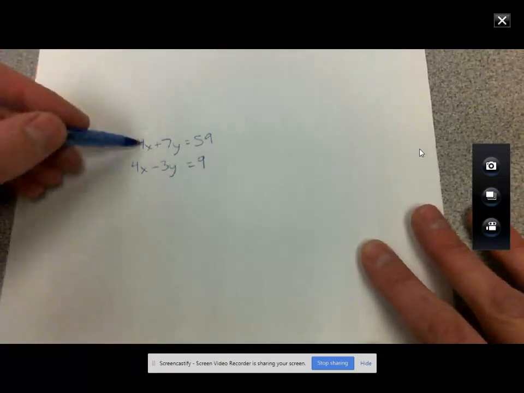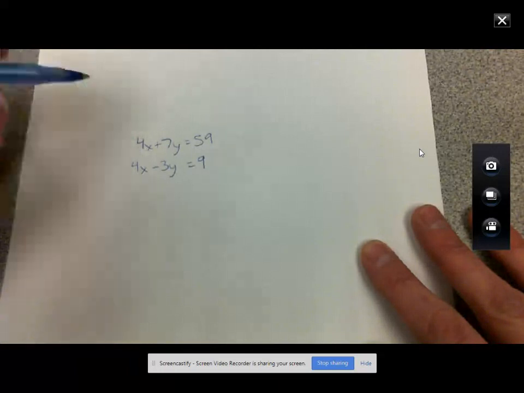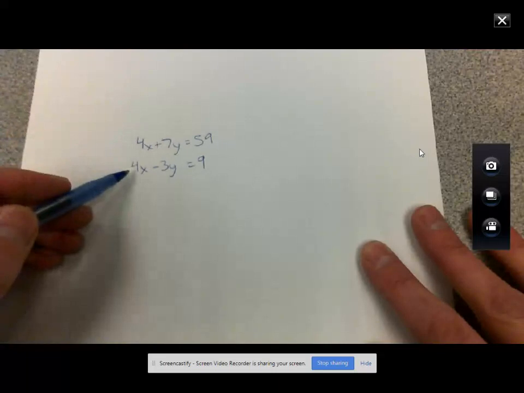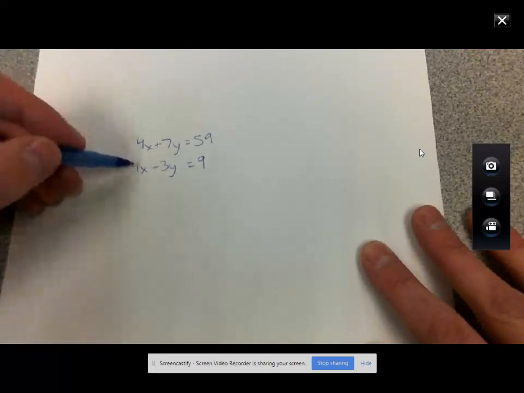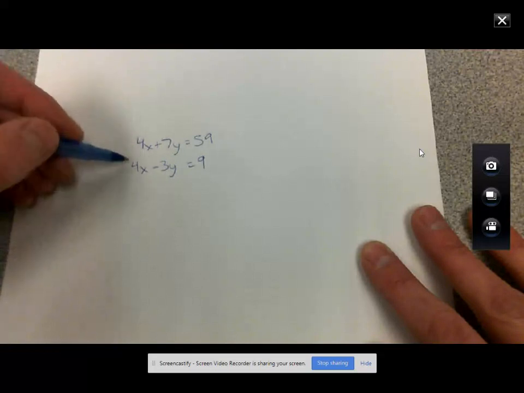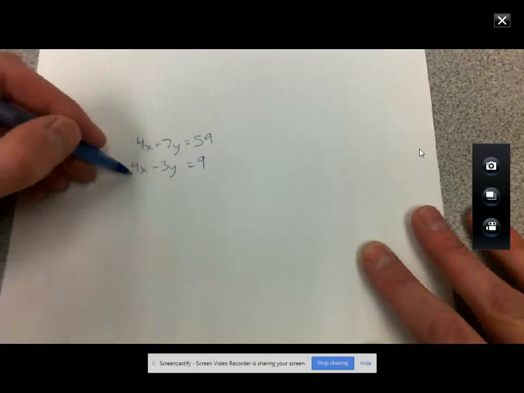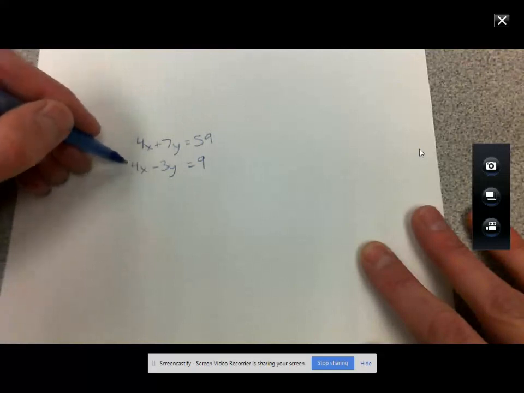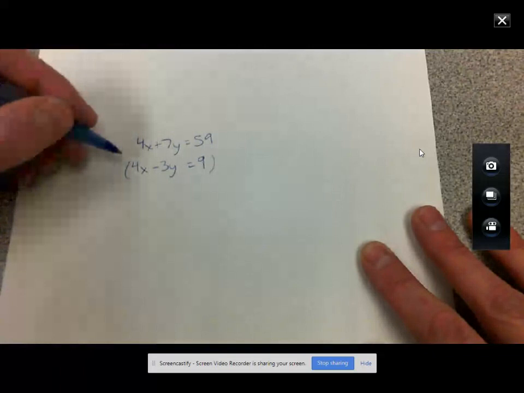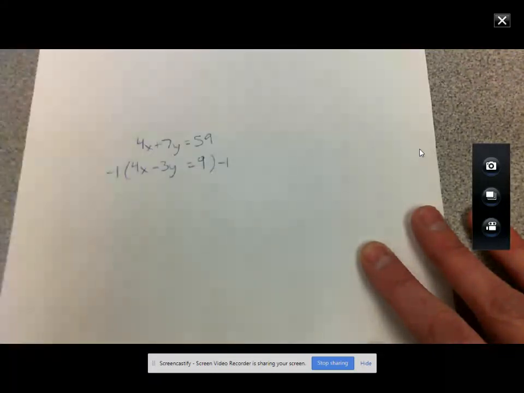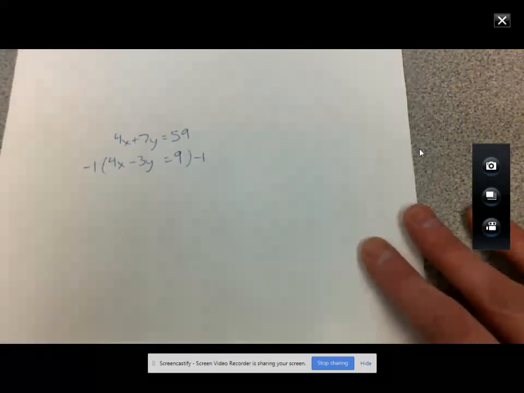I know that 4x plus 4x is not 0. However, if this was a negative 4x, then I'd be set, because 4x plus negative 4x would be 0. So I first have to ask, what do I want this to look like? I want this to be a negative 4. So I'm going to multiply both sides of the equation by negative 1, because you can multiply both sides of an equation by the same number, and the multiplicative property of equality works.